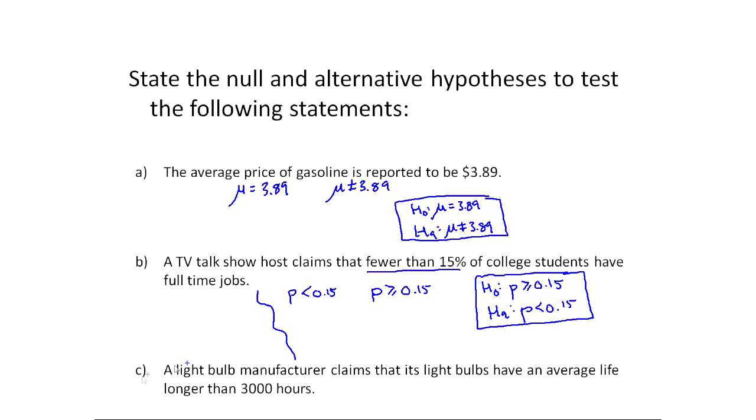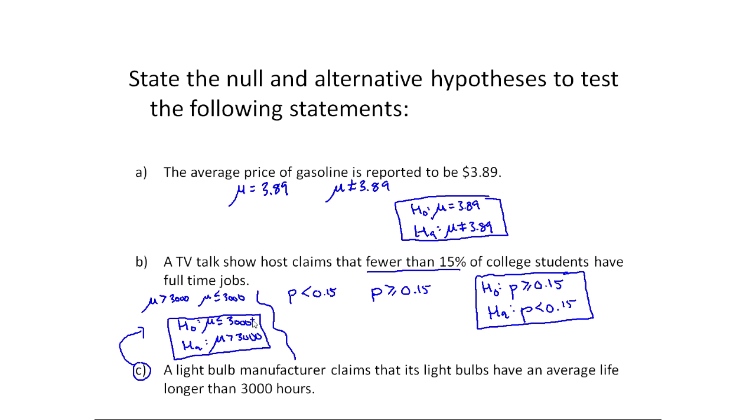Okay, part C I'm going to do right here so that I have some room. So part C says that we have a claim that the average life of a light bulb is longer than 3,000 hours. So we would say something about the mean is more than 3,000. And then the complement to that would be the mean is less than or equal to 3,000. This statement with the less than or equal has the equality, so it becomes H naught. The mean is less than or equal to 3,000. And HA is that the mean is greater than 3,000. So these would be the hypotheses that we would test.